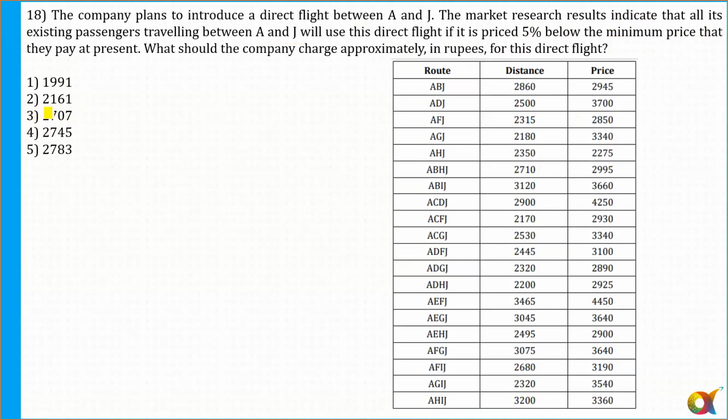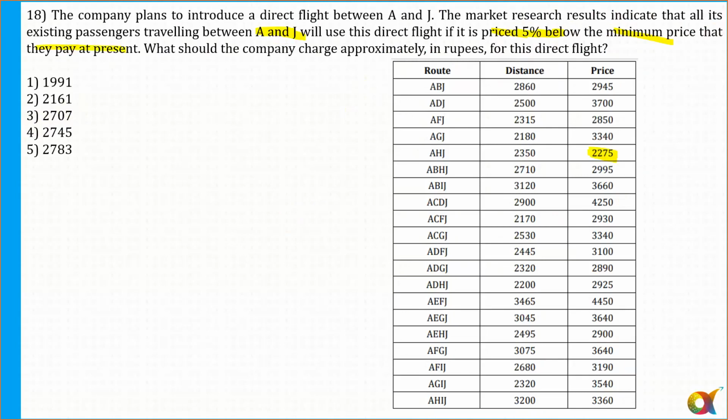it says the company plans to introduce a direct flight between A and J. The market research indicates that all its existing passengers traveling between A and J will use this direct flight if it is priced 5% below the minimum price that they pay at present. So what is the minimum price paid at present? The minimum price, if I look here, is equal to 2275 among all these values.